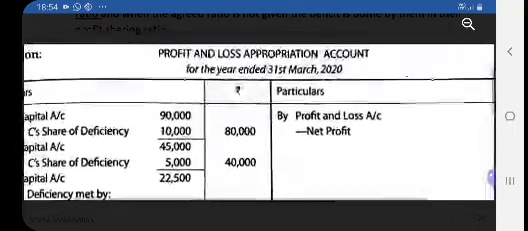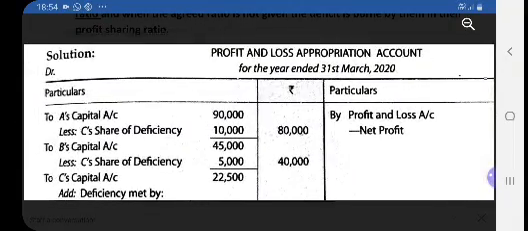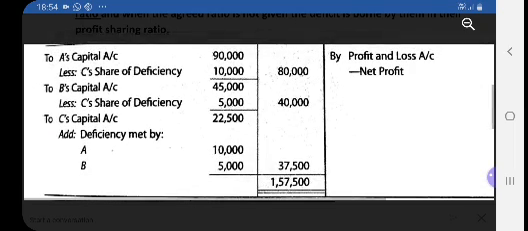Now come to the format, how you will represent this. A's capital account share of profit was already 90,000, and C's share of deficiency, that is 10,000, will be deducted. Then A will get 80,000 only. B's share of profit is 45,000, and C's share of deficiency, 5,000, will be deducted from him. Then B will get only 40,000. And this 10,000 and 5,000 deficiency borne by A and B will be added to C's capital account to make his profit 37,500.